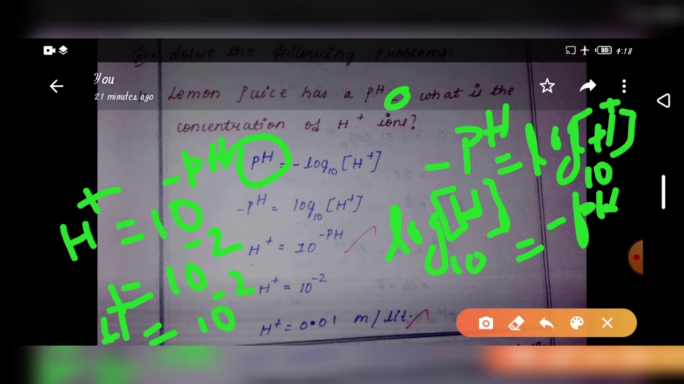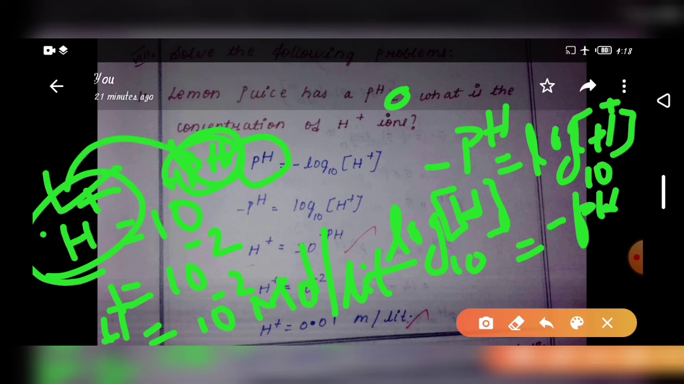Reverse, we will calculate this one. You have to write the unit as M, that is, mole per litre. Mole per litre is the unit for this. Earlier they gave the H+ ion concentration and we calculated the pH. Now they have given the pH and we have to calculate the H+ ion, so it is just reversed. You have to write the unit also.